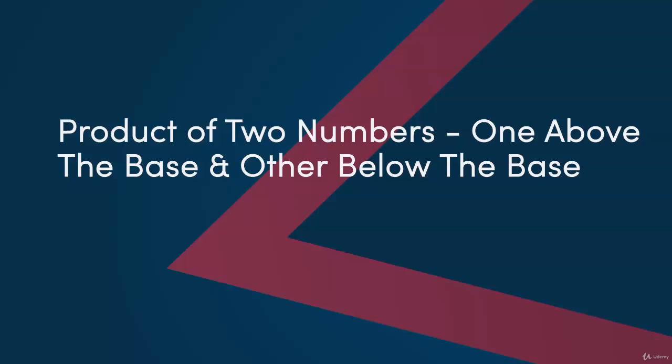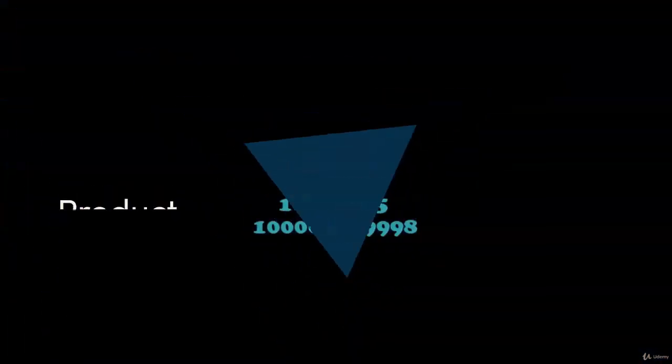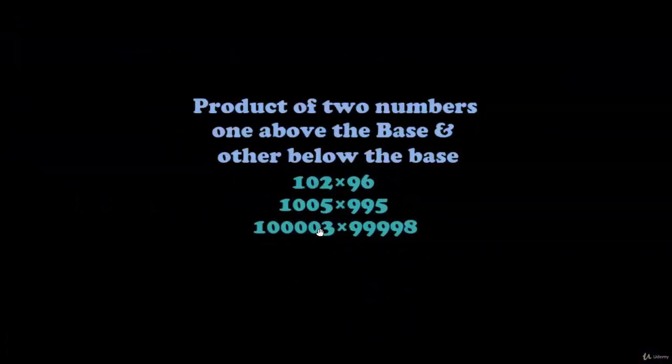Hello and welcome. This time we are going to find the product of two numbers, one above the base and the other below the base. These types of calculations, where one number is above the base and the other number is below the base. Let's see how to do it.